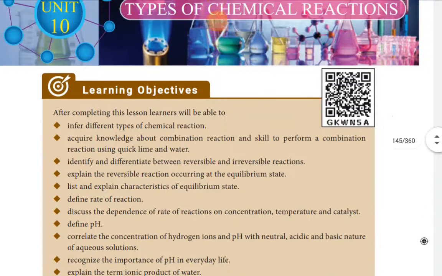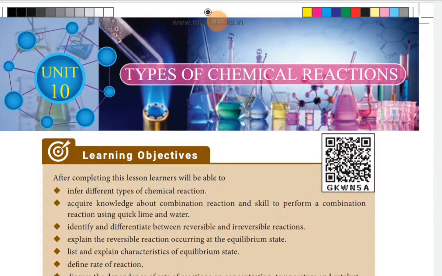Now we are going to learn about types of chemical reactions. My dear students, we have already learned about physical and chemical changes of matter in our previous classes. Whenever a chemical change occurs, we can say that a chemical reaction has taken place.